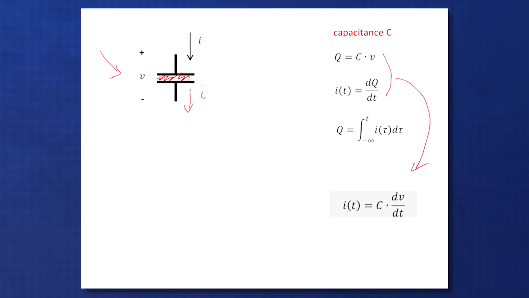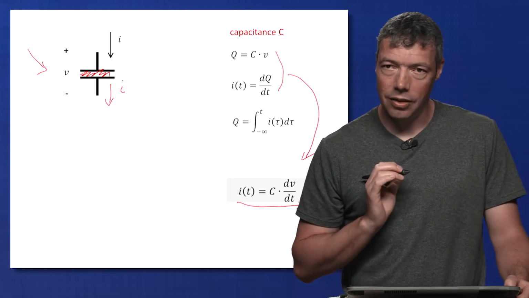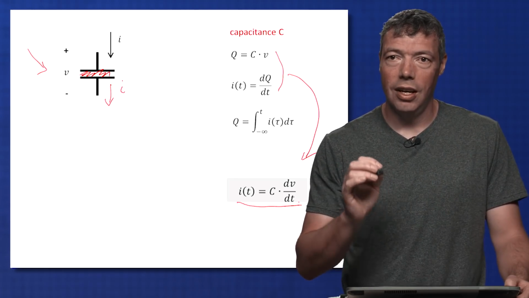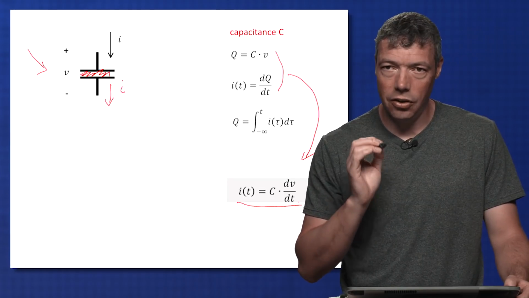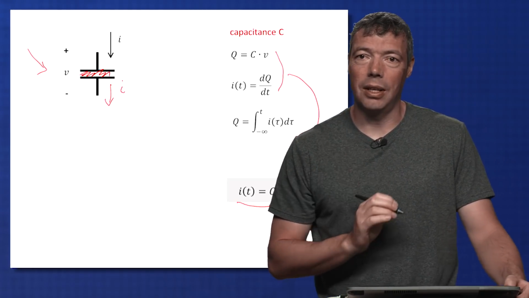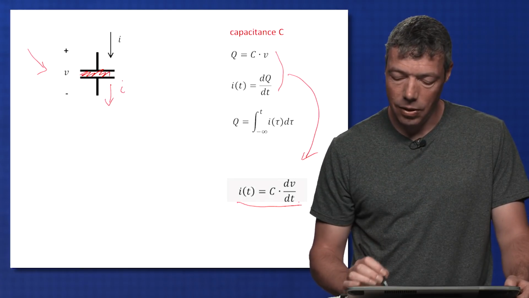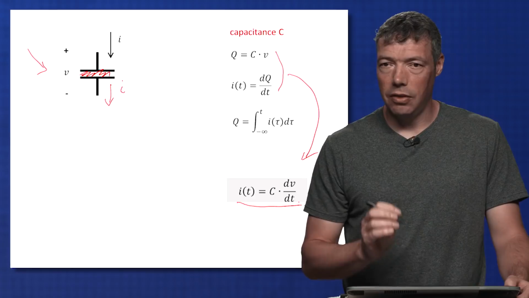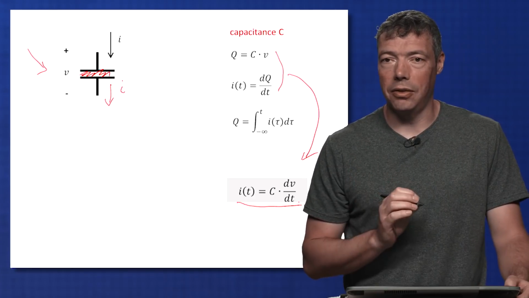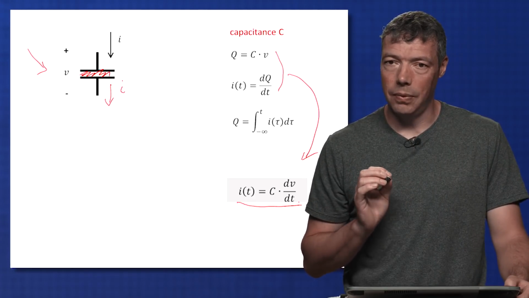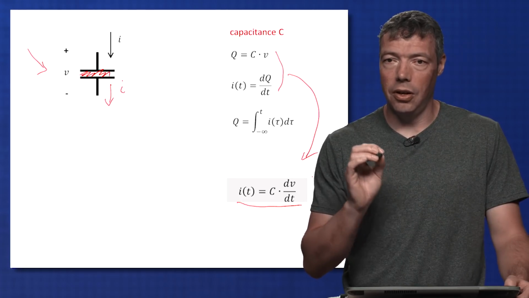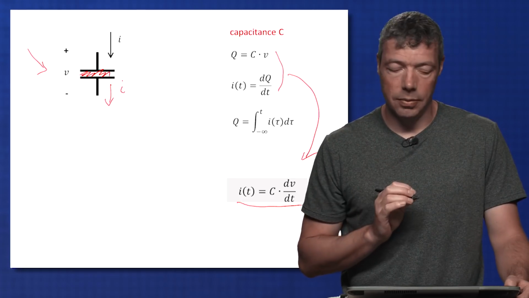That current is given by this equation here, and it depends on the change of voltage over time, because the voltage relates to charge, and the change of charge over time is related to the current. So this is a really important equation that relates voltage and current for a capacitor. This is very different from a resistor, right? So the current depends on the change of voltage.